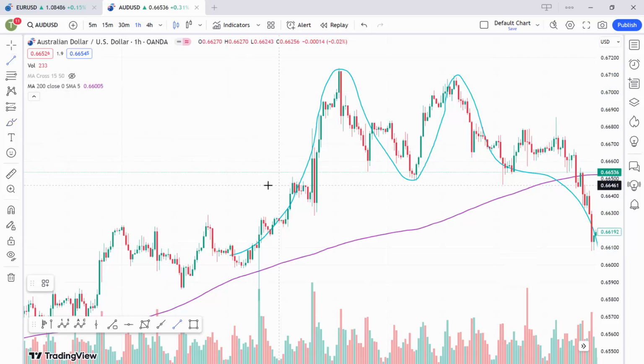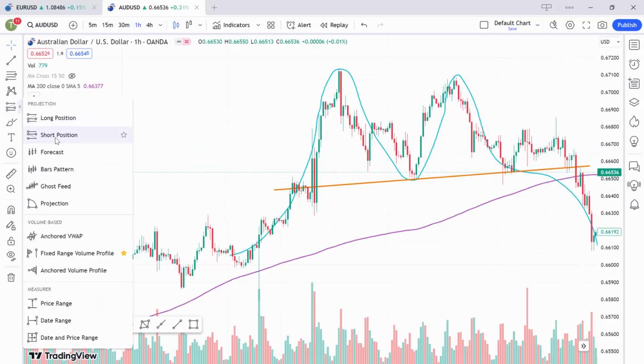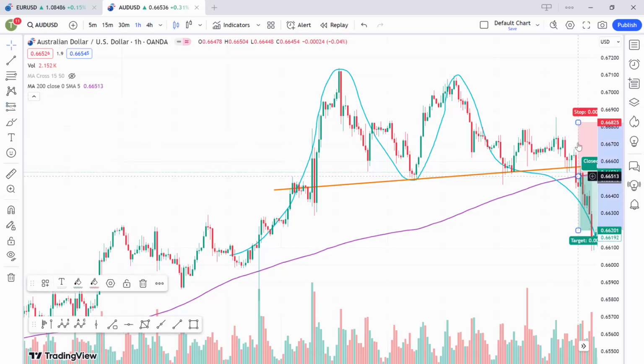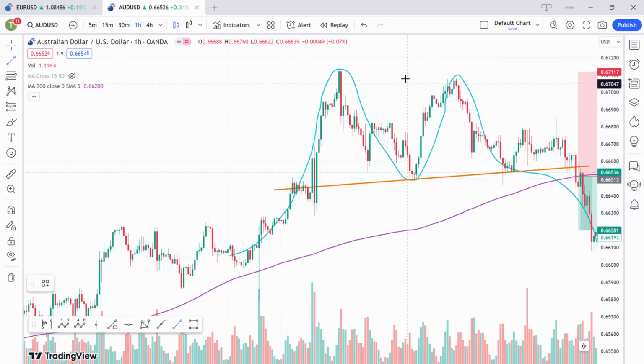Drawing the neckline, it will be something like this, because we have a resistance here, and then it finally breaks through the neckline, bouncing off the neckline. Here we can see it attempted to break through, it didn't work, but the second attempt did work, which means we can place our short position here once the neckline is broken. So we set the stop loss just above the second top point. We calculate the take profit by calculating the distance from the highest point to the neckline, which is around about here.